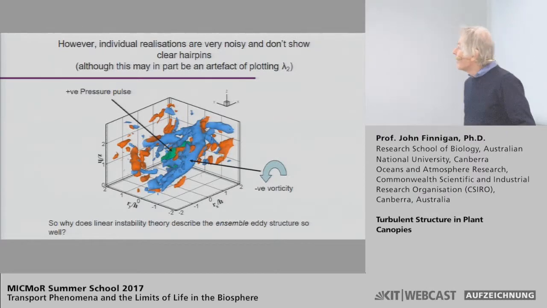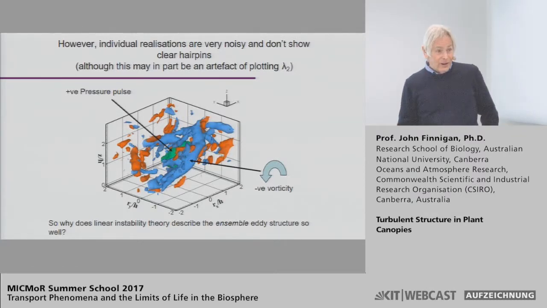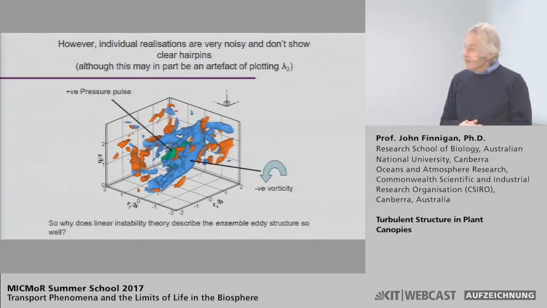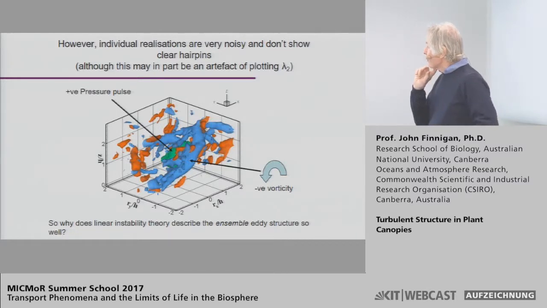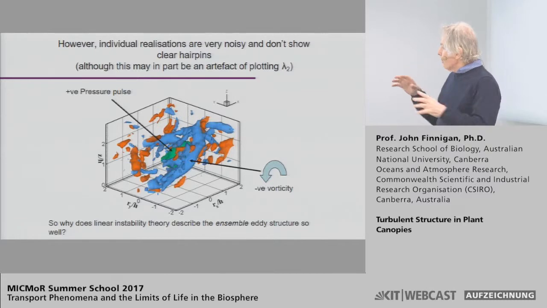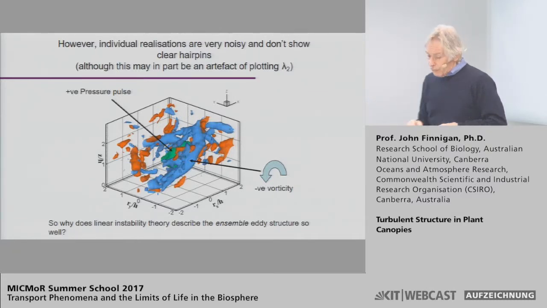So individual realizations don't look anything like as clear as that. That's just a snapshot at one instant of the flow field around the pressure pulse. And what you see is this sort of ragged hairpin here, which has got one leg much stronger than the other. You can identify the pressure pulse. You can identify the sense of the vorticity here, which is the vorticity of a head-down hairpin.